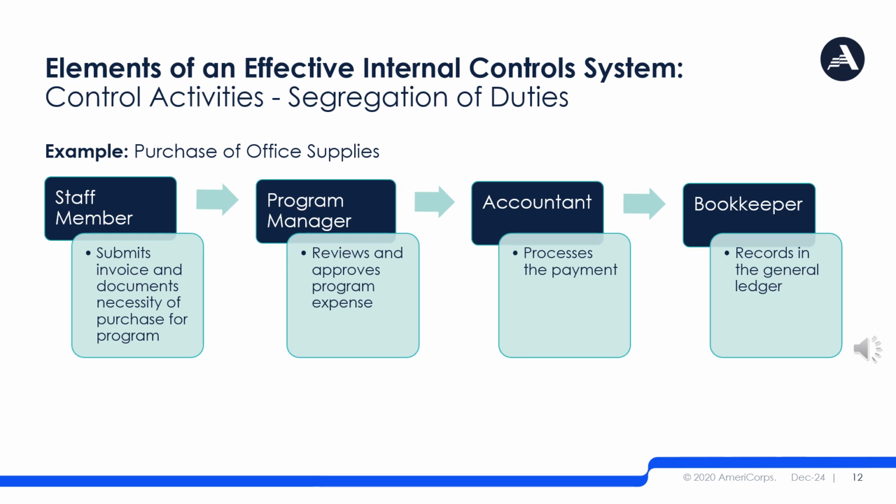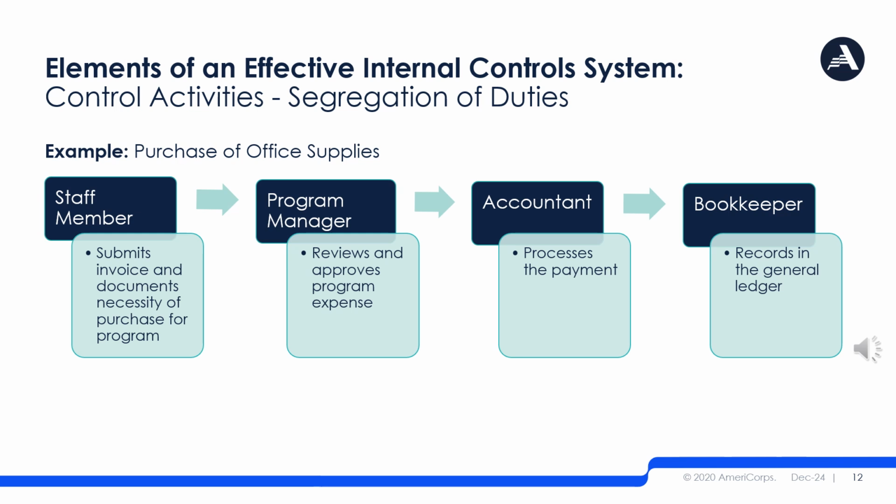Here is an example of segregation of duties, the purchase of office supplies. In this example, we have 4 different individuals involved in the process of buying, approving, paying, and recording a program expense. And these individuals are also not all in the same unit or department. The staff and program manager and the accountant and bookkeeper are in different units. So we can reasonably say that no one entity has too much control over the process.